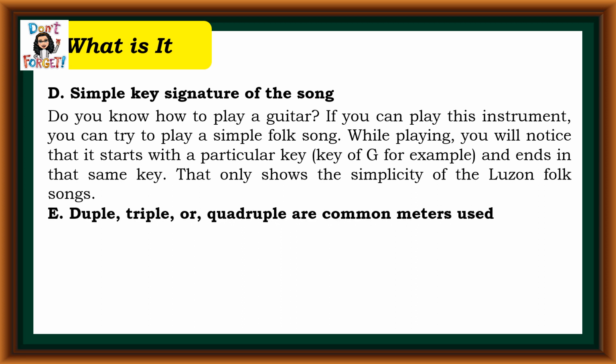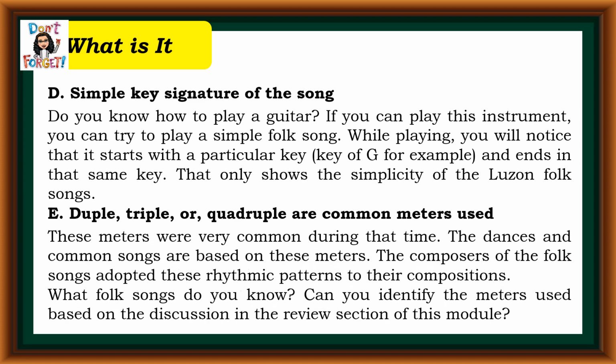Next, duple, triple, and quadruple are common meters used. These meters were very common during that time. The dances and common songs are based on these meters. The composers of the folk songs adapted these rhythmic patterns to their compositions. What folk songs do you know? Can you identify the meters used based on the discussion in the review section of this module?